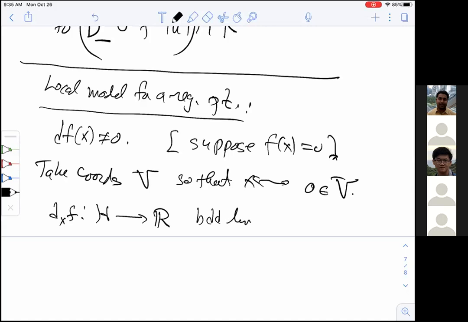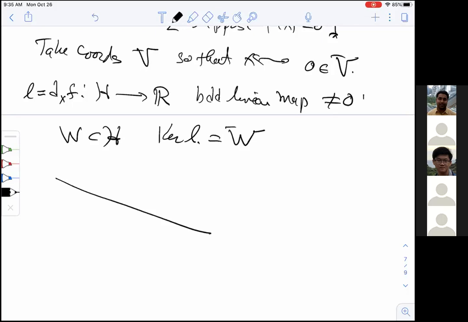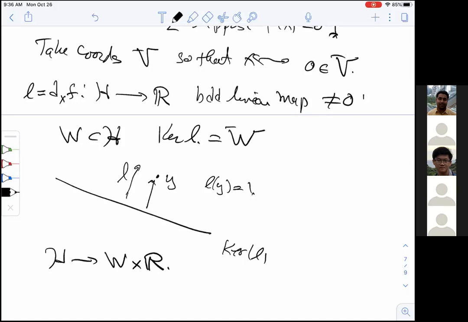And of course, it's not equal to zero. It's a non-trivial map because this is a regular value, a regular point. So let's call this L. And let W inside the Hilbert space be the codimension one subspace, the kernel of L. Okay, so in my Hilbert space, I have a codimension one subspace, and this linear functional L, and this is the kernel of L. And now choose a vector y such that L of y is one. And let's define a linear isomorphism from the Hilbert space to W cross R.